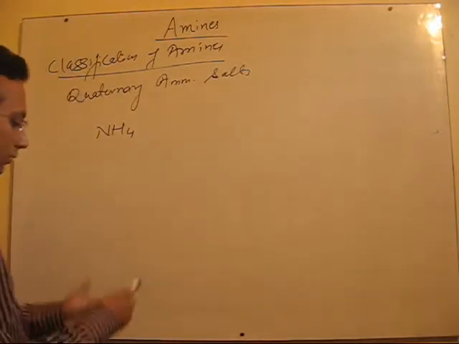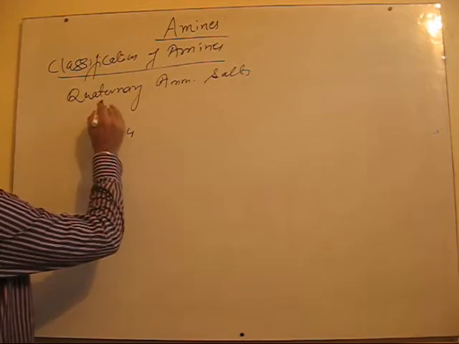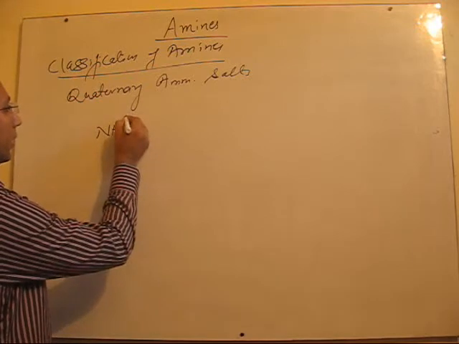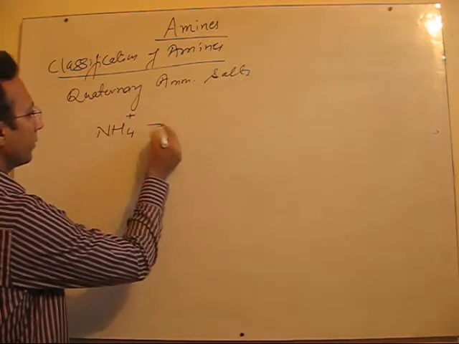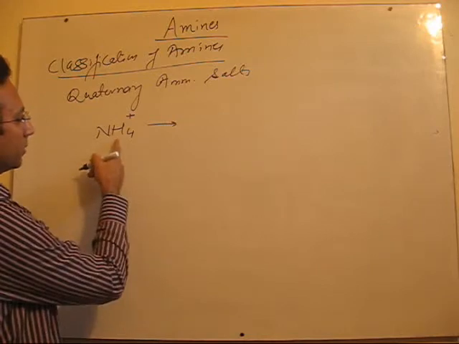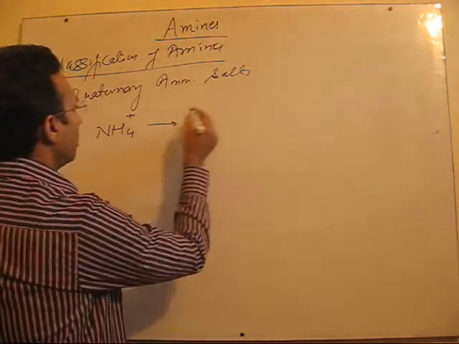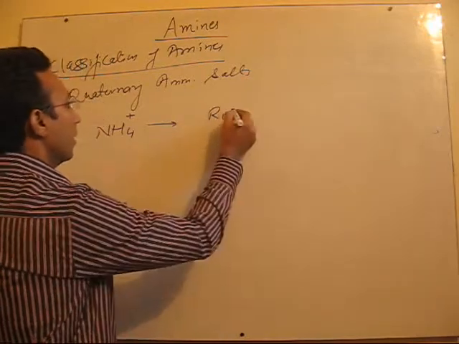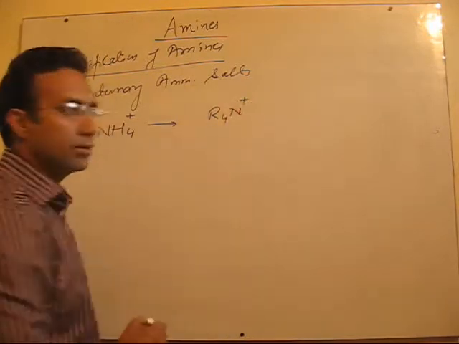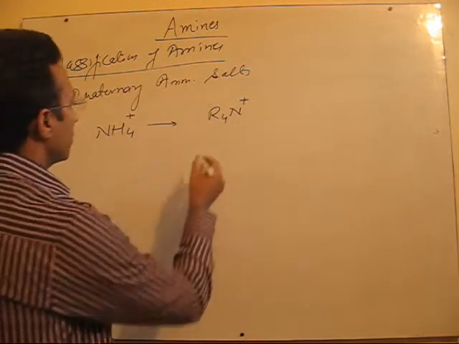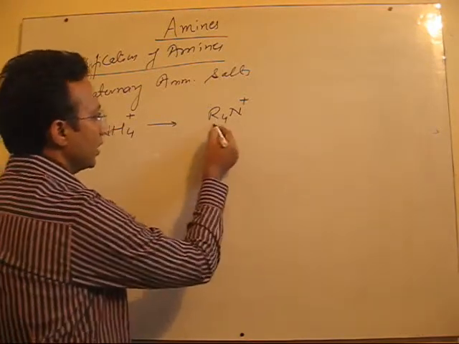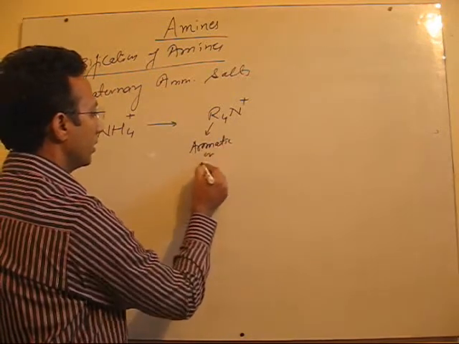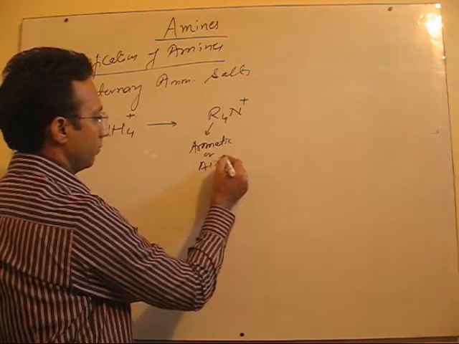Now let's continue this. We have another classification, that is quaternary ammonium salts. They are considered as derivatives of ammonium ion which are obtained by replacement of hydrogen atoms. When all the hydrogen atoms are replaced, we will get R4N positive. Then this class is called quaternary ammonium salts. Here the R group can be aromatic or it can be aliphatic.